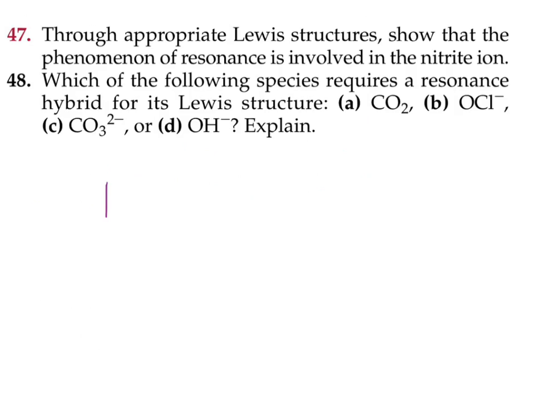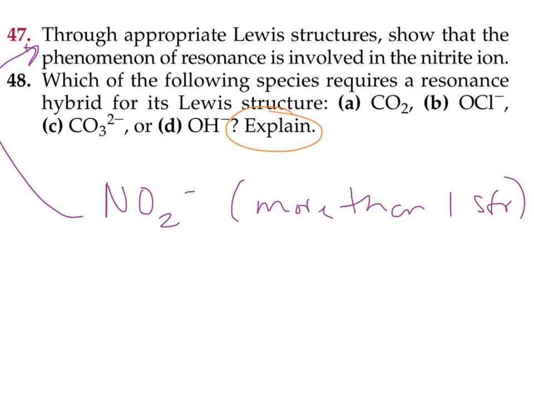Let's see what other hints I have. I didn't have very many hints. For 47, it says, through appropriate Lewis structures, show that the phenomenon of resonance is involved in the nitrite ion. Nitrite is one of these you're supposed to have to memorize for Thursday's test. Nitrite is NO2 with a -1 charge. My hint there in purple is, well, I guess it's not a hint. Draw the Lewis structure of NO2 and show me that it has at least 2 resonance structures. I think just 2.